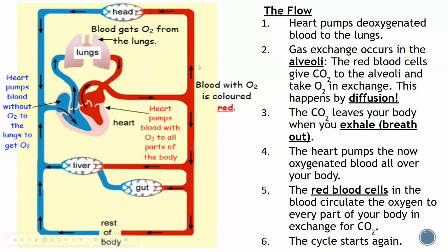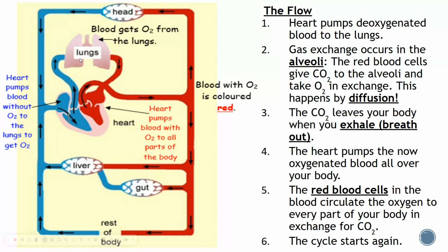And that blood's going to travel throughout different parts of the body, like the head, the liver, the gut, the lower parts of the body. And as it goes through those capillaries in the head, the liver, the gut, the rest of the body, you'll notice that the blood becomes blue again. And that's because the blood delivered the oxygen it got from the lungs to those parts of the body, but it also picked up CO2 from those parts of the body and is going to bring it back to the lungs to breathe out.